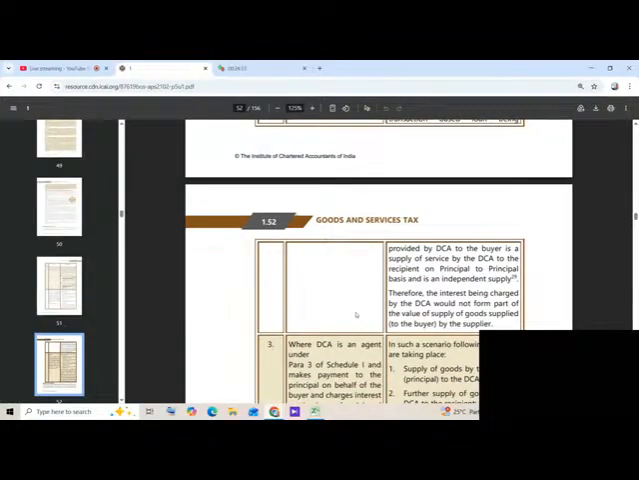Where DCA is an agent under Para 3 of Schedule 1 and makes payment to the principal on behalf of the buyer and charges interest to the buyer for delayed payment along with the value of goods being supplied, whether the interest will form a part of the value of supply of goods also or not. In such a scenario, following activities are taking place: supply of goods by the supplier to the DCA, further supply of goods by the DCA to the recipient, supply of agency services by the DCA to the supplier or the recipient or both, extension of credit by the DCA to the recipient.